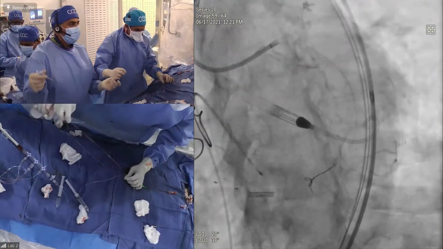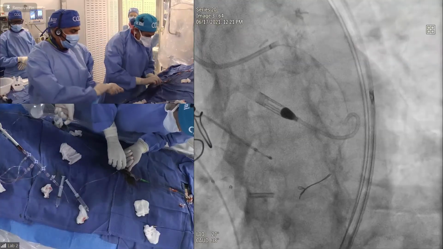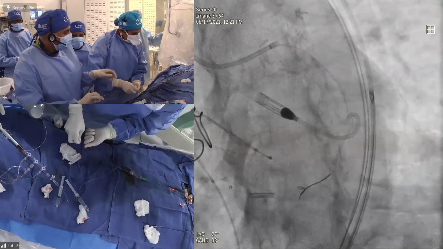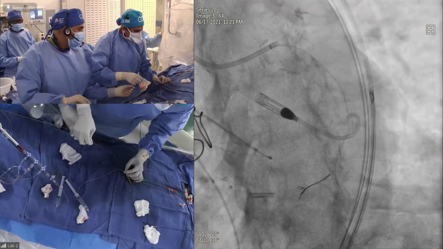So, okay, so we're gonna go to your other room, Dr. Sharma. What are we doing? No, but I think we want this stent to be there, and then we go. Okay, but we'll see.